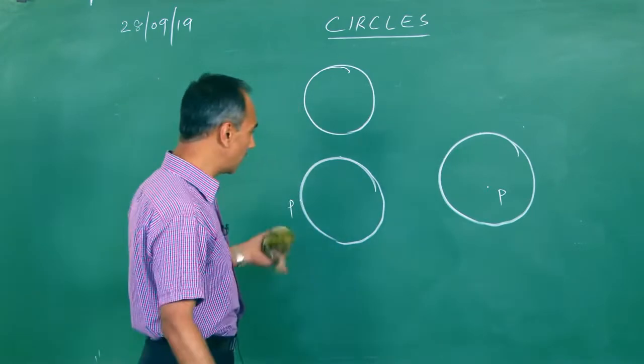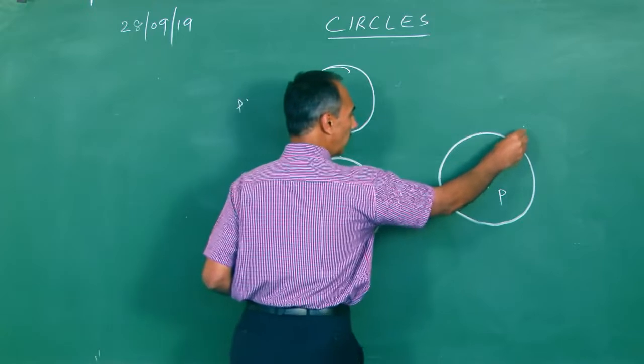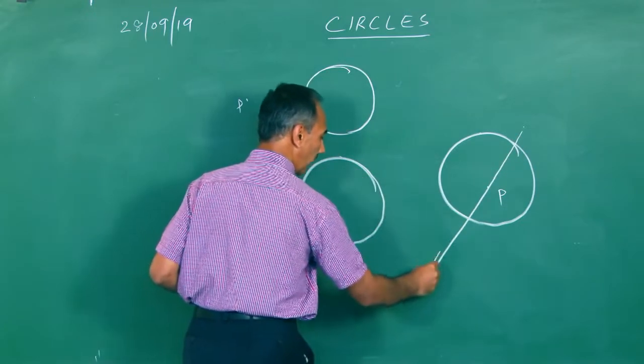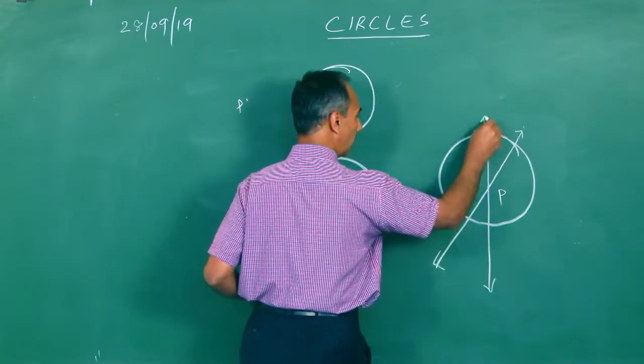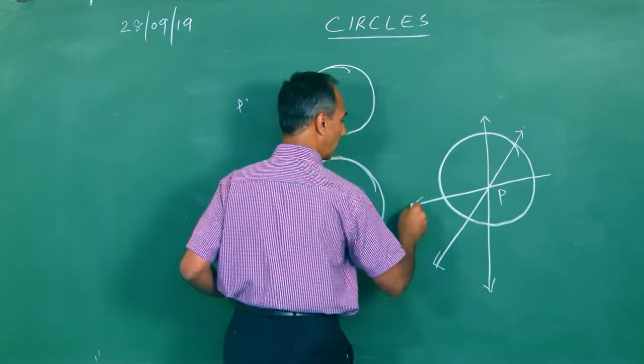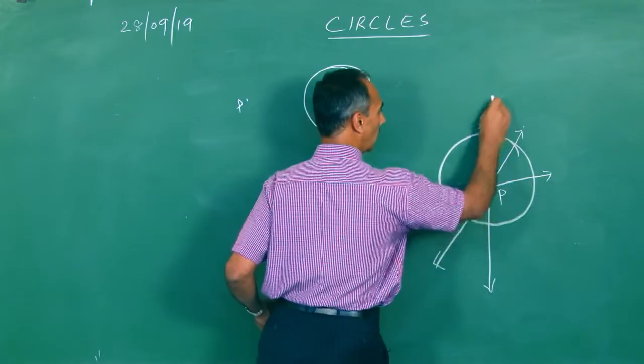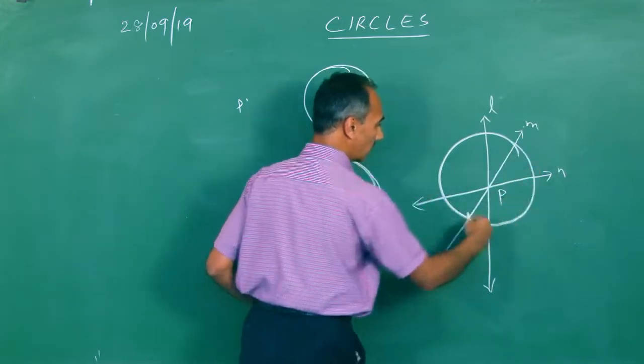These are three situations. Let's see how many tangents could be drawn. If I draw a straight line passing through P, so many lines could be drawn. As per Euclid, infinite lines pass through one point. Now, are all these lines tangent to the circle?